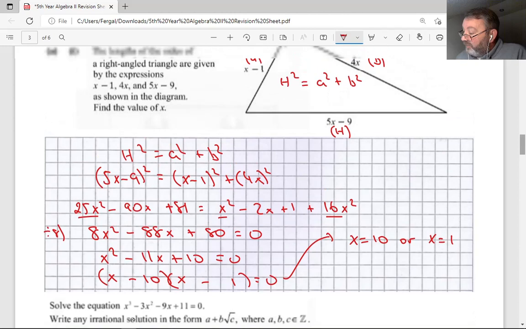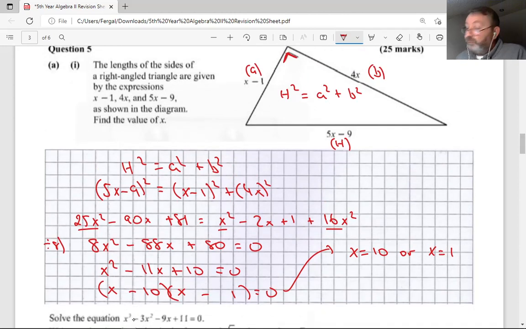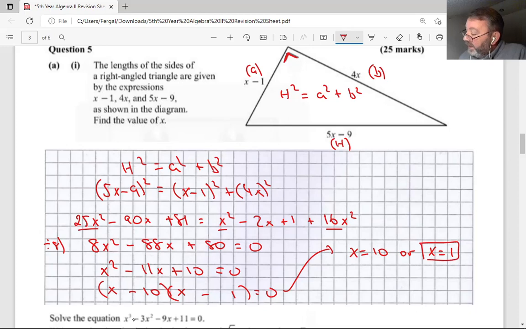Now, let's be careful. Do both answers work? So let me take x equals 1, and let's see what happens. If I put 1 back up here, 5 ones is 5 minus 9 is minus 4. How can a line be minus 4 units in length? It can't. So x equals 1 is not going to be an answer, so we reject it in favour of x equals 10. 10 fives is 50 minus 9, that's 41.